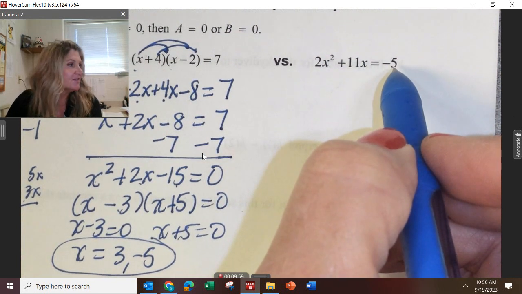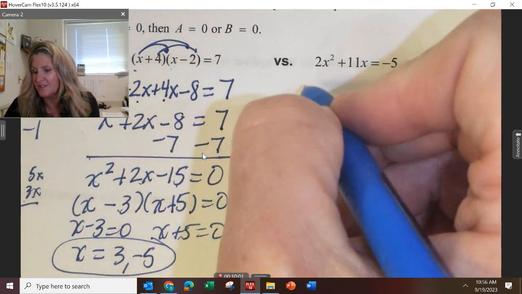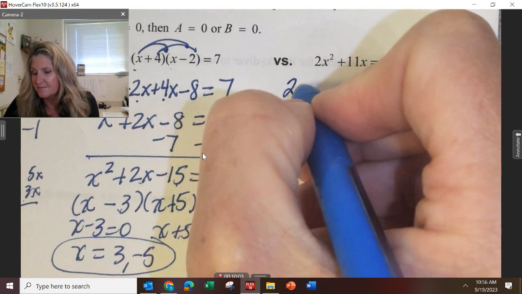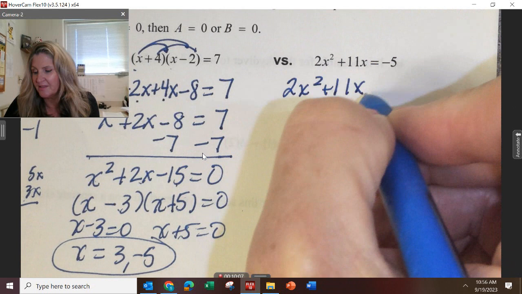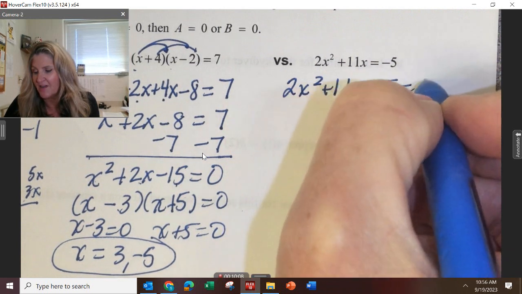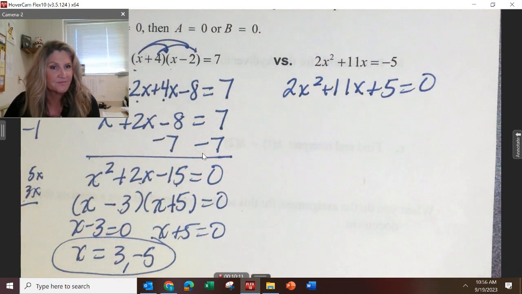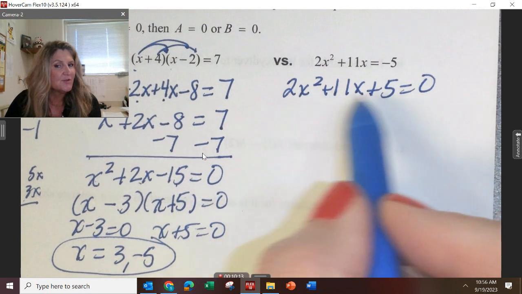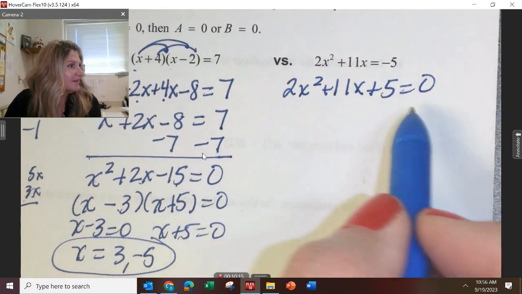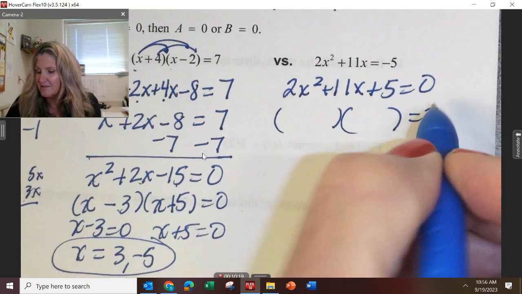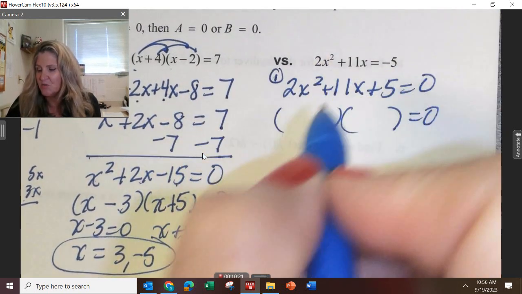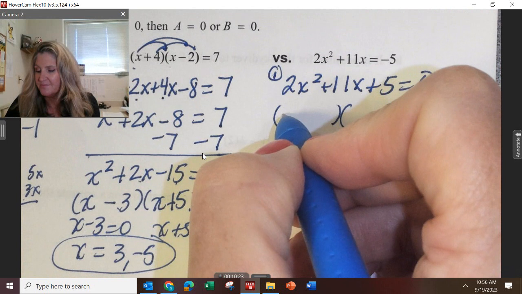All right, let's look at this one. Is this set equal to 0? Get it set equal to 0. So I have to bring the 5 over. It's going to become plus 5. Do you guys remember doing this in Algebra 1, how you solve a problem like this? A lot of people do. Set up your double parentheses. Look here first. What times what gives us 2x squared?